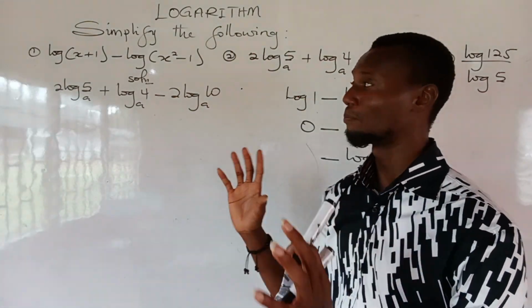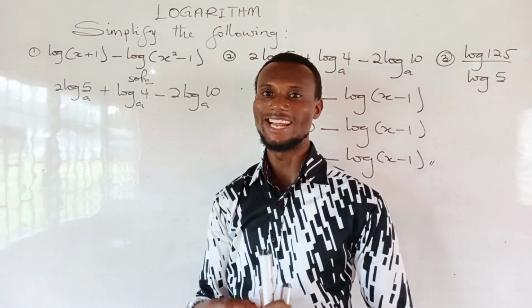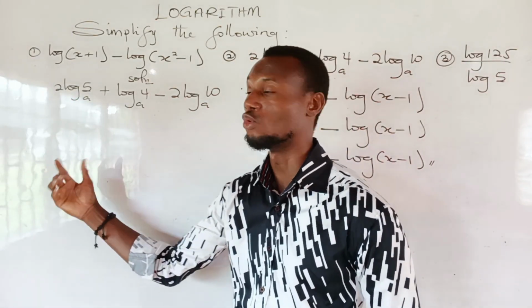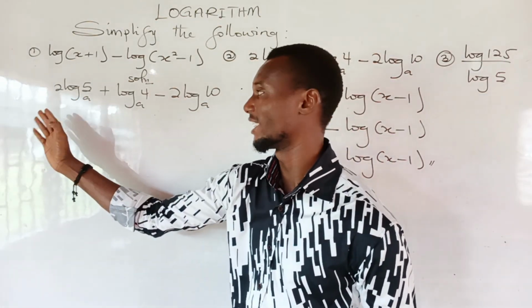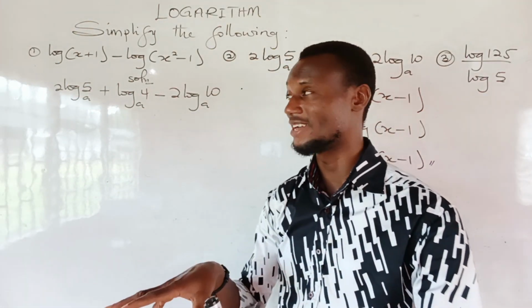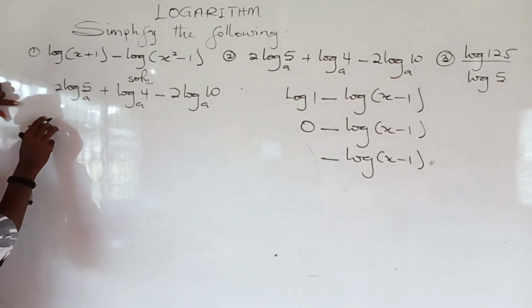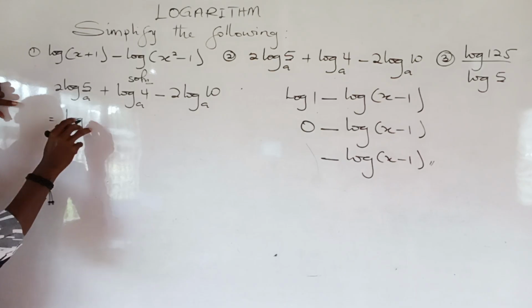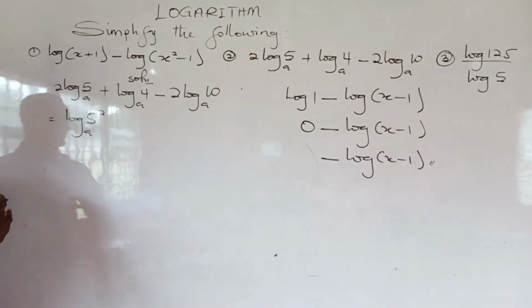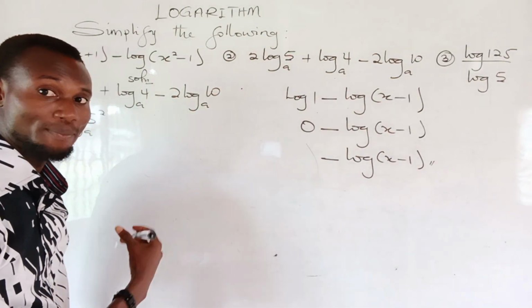So we are going to apply all the properties as well: the power rule, the quotient rule, and the product rule. So let's go ahead and start applying the power rule to move all the coefficients of the log, so that it can become simple for us to simplify further. So this 2 log 5 to the base a, I can write it as the log of 5 to the power 2 to the base a, as we've explained in the previous videos. That's the power rule or law that we are applying here.